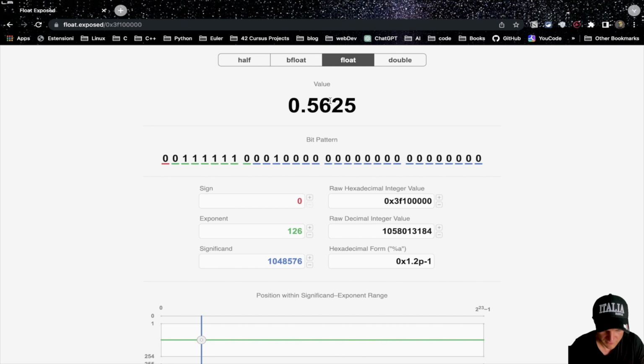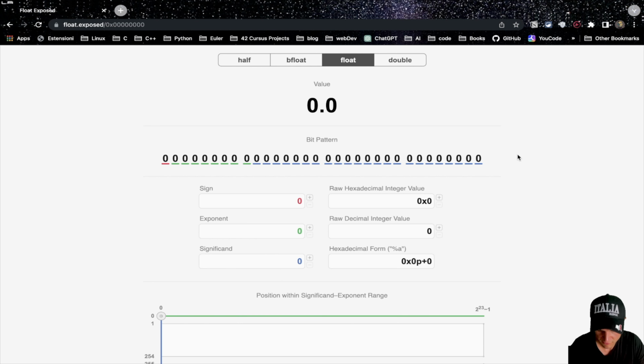We're gonna use float. So here I have the sign bit. Here I have the exponent. And here I have the actual mantissa, namely the significant part. I'm going to make all zeros here. And all zeros, of course, is going to represent 0.